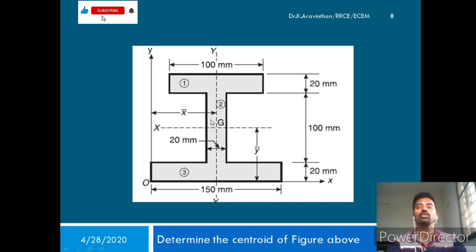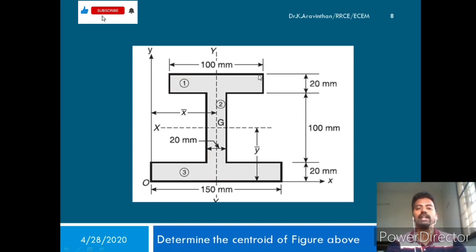Here you have to use the concept, if the section is symmetric towards the y-axis, then you can directly take x bar as, if this is the total 150 mm, you can take x bar as 75 mm directly. You will be knowing x bar. The only one unknown is y bar, you have to find. How do you find the y bar?